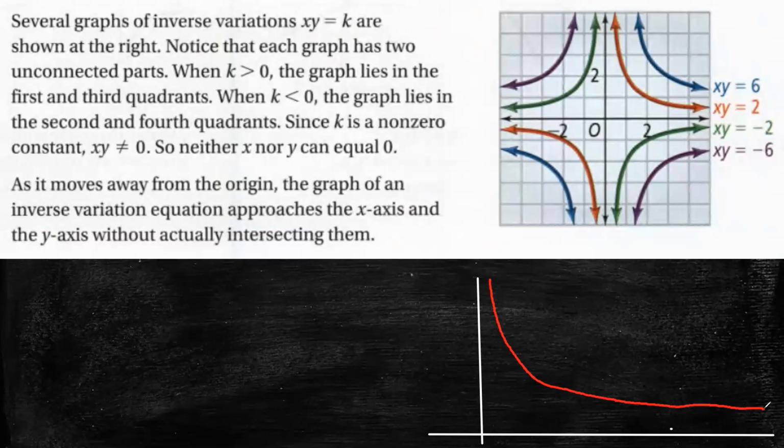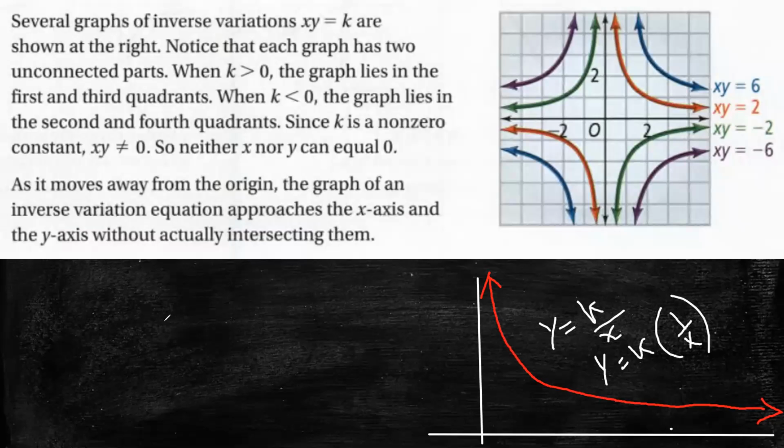So suppose this is the inverse variation, where y equals k over x. Or as you remember before, when we talked about 1 over x, here it is k times 1 over x. So the graph here depends on the value of k. What did I mean? If k is greater than 0, the graph lies in the first and the third quadrant.